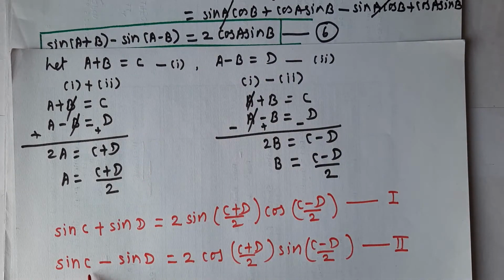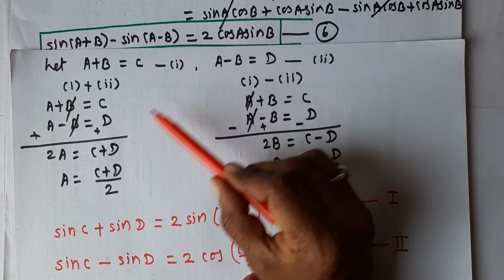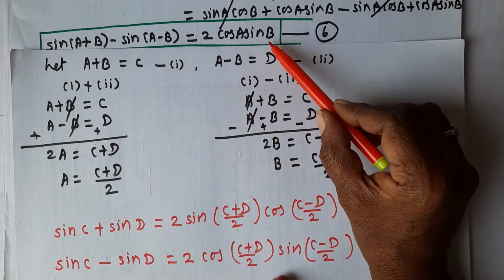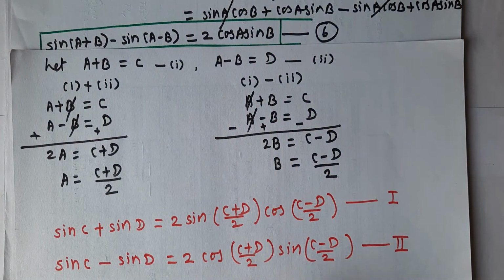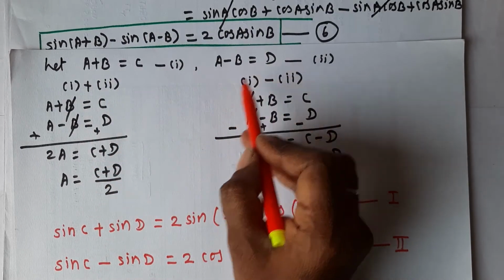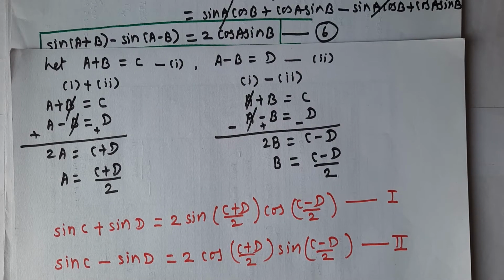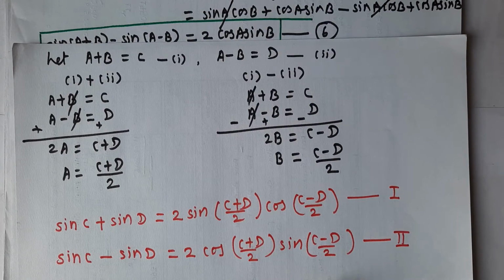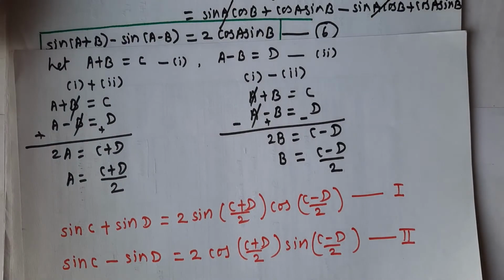We have got sin C minus sin D is equal to 2 times cos((C+D)/2) sin((C-D)/2). Here we are only keeping the value of A plus B as C, A minus B as D, so the value of A is (C+D)/2 and the value of B is (C-D)/2. We have got the first and second formulae. Similarly, to get the third and fourth formulae, let's see here.